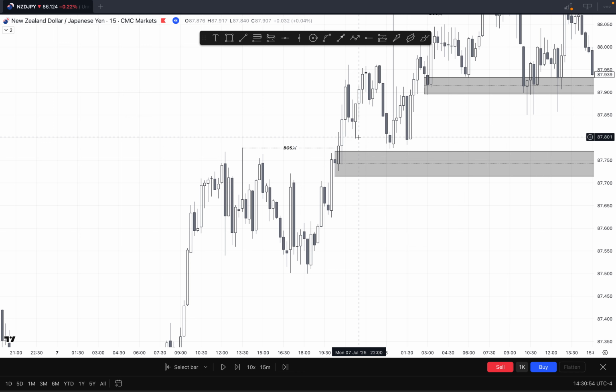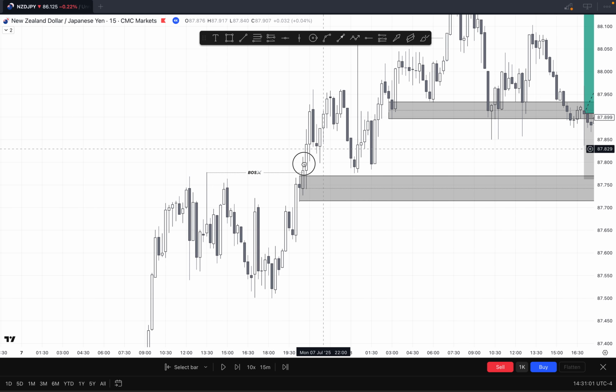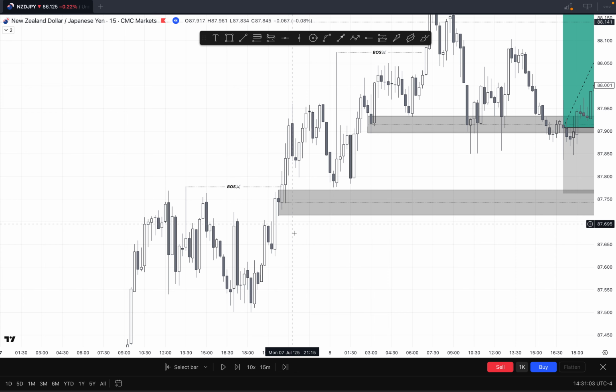Oh, I see why now. The only reason why this wasn't valid is it didn't have a fair value gap. So that's one thing just to say that it's not an order block. This is a valid order block. It has a fair value gap, and it's the last order block since this small minor breaker structure. So this is a valid order block.